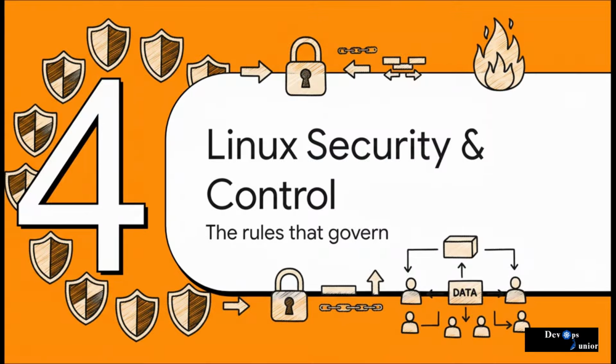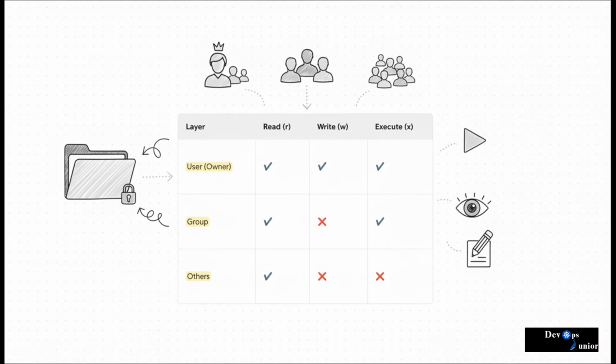Okay, let's talk about the layer that keeps this whole thing from falling apart. Security and control. And guess where the rules are stored? Yep, we're right back to the inode. See, the inode doesn't just know where the file is. It also holds the rule book for who gets to touch it. And every single file, every single directory is governed by this really simple but incredibly powerful system.